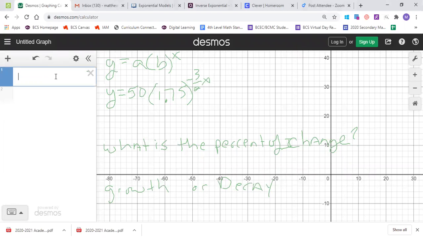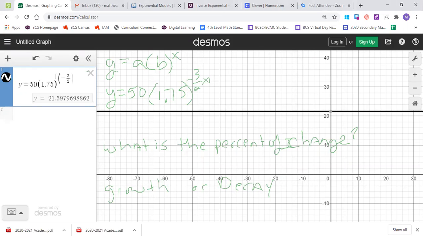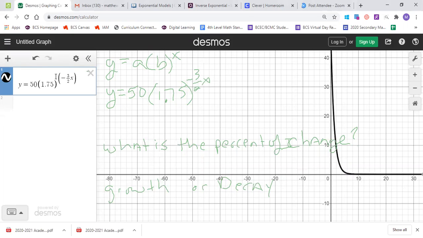So I'm going to put in y equals 50, and then put 1.75 in parentheses. I'm going to press shift 6, which will get that exponent up there. And when I do that, I need to put the exponent in parentheses: -3 over 2. Then I'm going to press out to the outside because of the way that exponent is written. I want that x on the side of the fraction, not in the denominator. And it should start to show up.